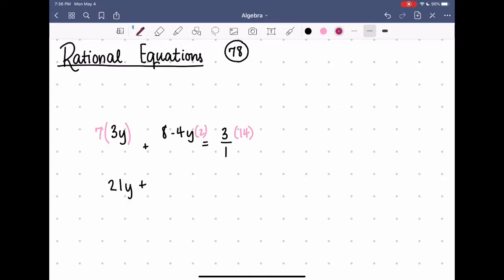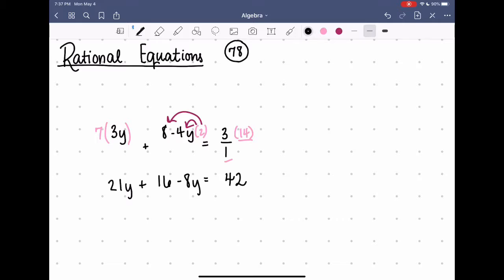And when I distribute that 2, I have to do the 2 times the 8 to get 16, and the 2 times negative 4y, which is a negative 8y, equals 14 divided by 1, which is already simplified, so I'm just going to do 3 times 14, and I will get 42.